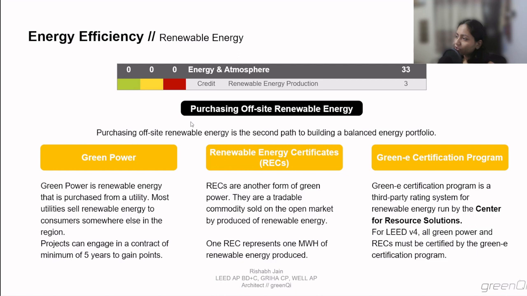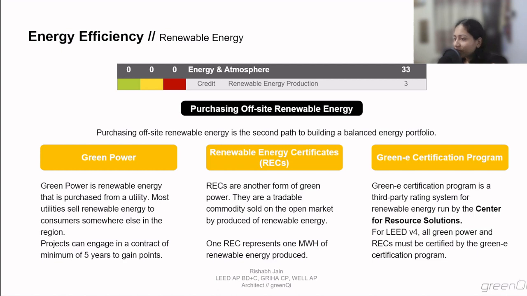So the renewable energy options that we discussed now were all on-site renewable energy, but there is also a way to purchase off-site renewable energy. This is a second path where the building wants to balance their energy portfolio. There are some terms that you need to understand when we are purchasing off-site energy.